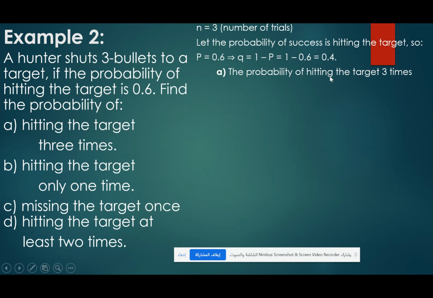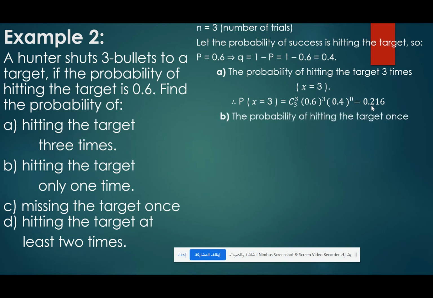In A, the probability of hitting the target 3 times will make x equal to 3. And we're going to deal with the rule, probability of x equals 3 equals 3 combination of 3 multiplied by P, which is 0.6 to the power of 3, times 0.4 to the power of the difference between 3 and 3, which is 0. This and this are going to be cancelled to be 1, and what is left is 0.6 to the power of 3. You should multiply it 3 times to get 0.216. Remember, your answer should be smaller than 1 and bigger than 0. In B, the probability of hitting the target once.